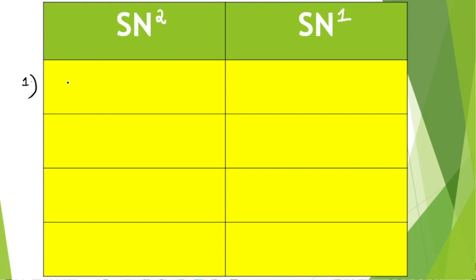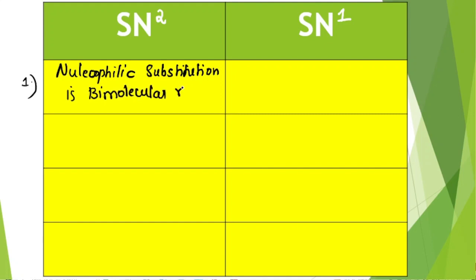So the first point is that nucleophilic substitution in the SN2 reaction is bimolecular. It's a bimolecular reaction. So if it is a bimolecular reaction, then here in SN1 it is going to be unimolecular. Nucleophilic substitution is a unimolecular reaction.